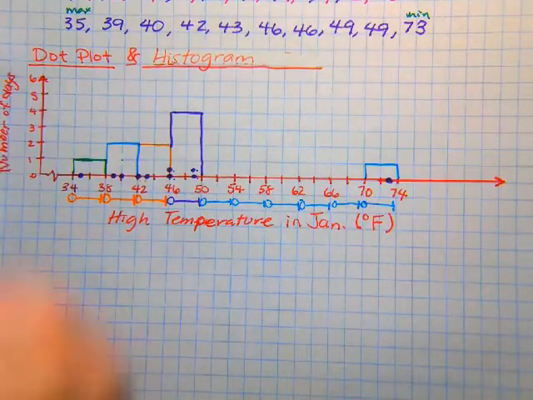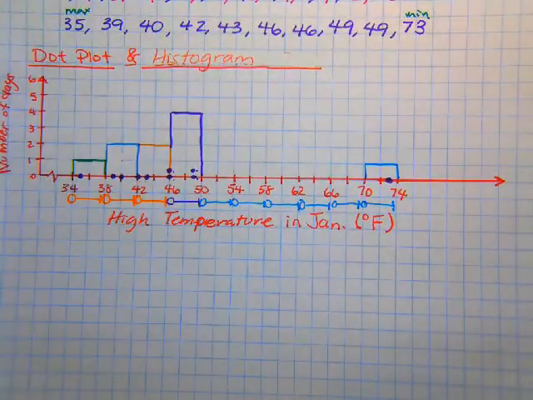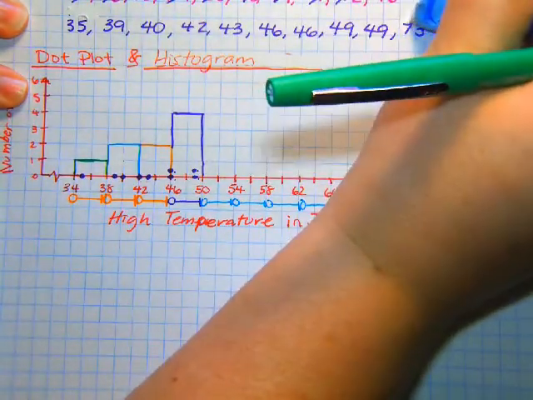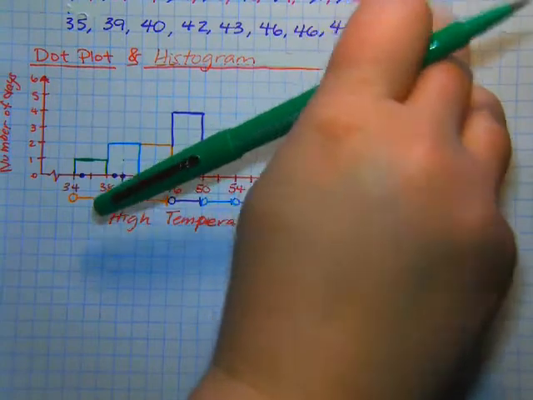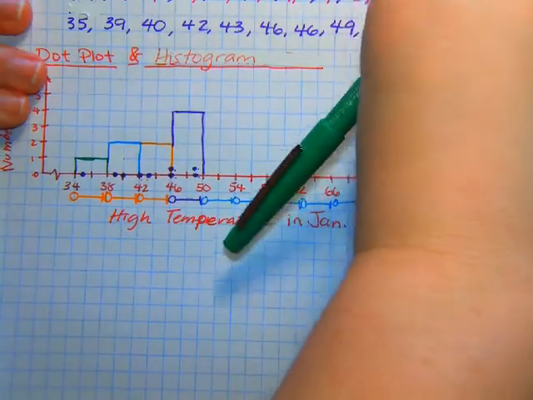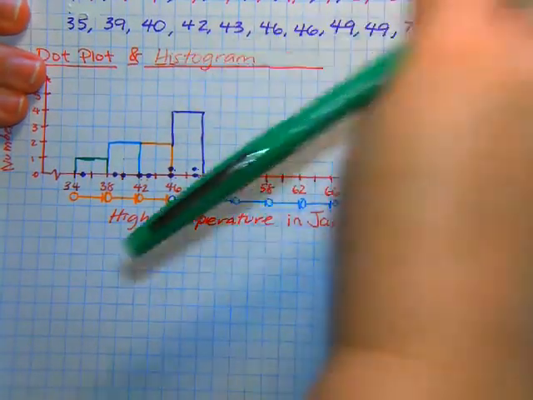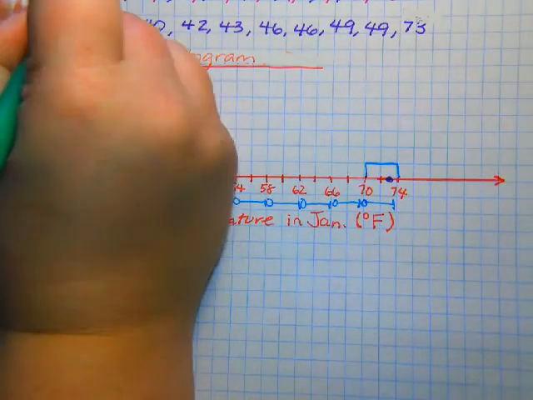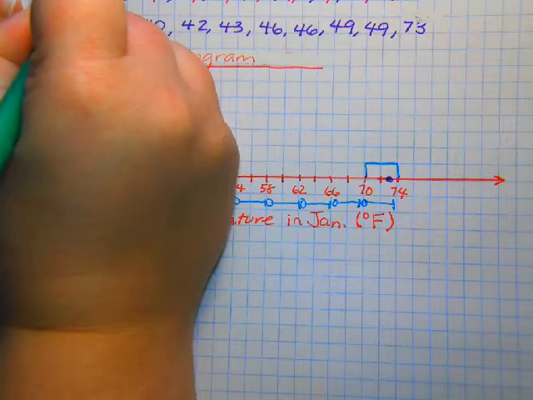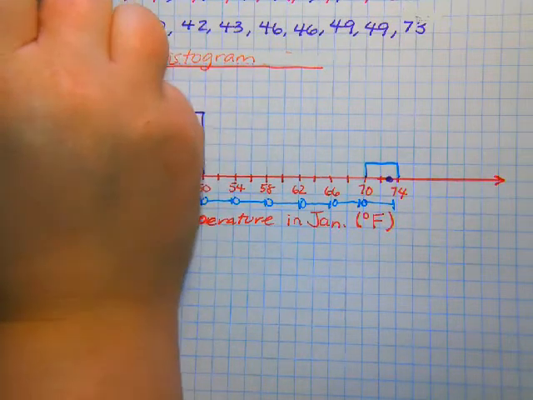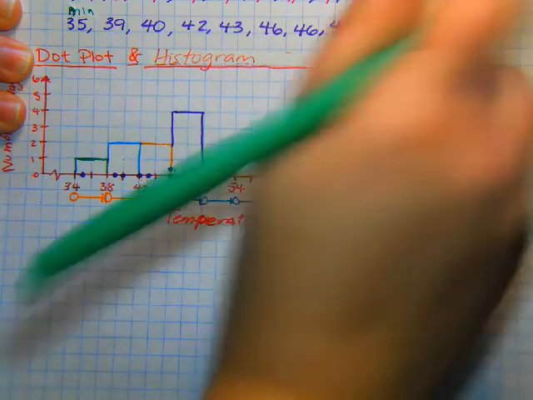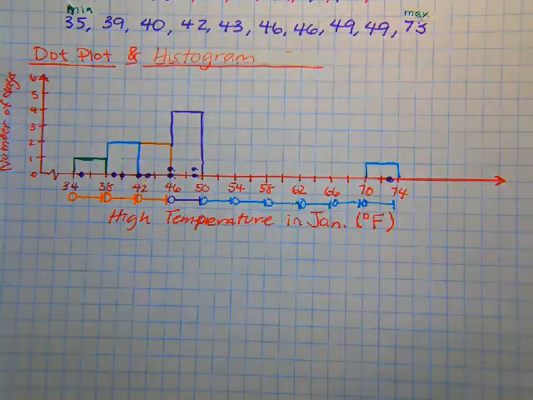Oh my gosh, I keep messing this up. Apparently. No, I'm nervous. This one. This one. And hopefully you can still see that that is a 73.